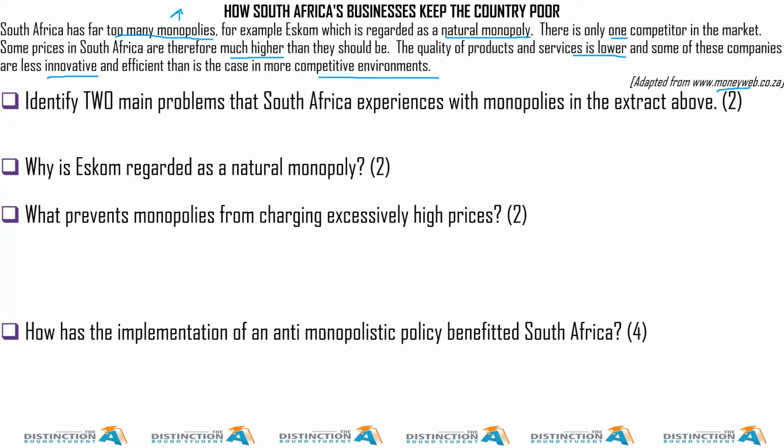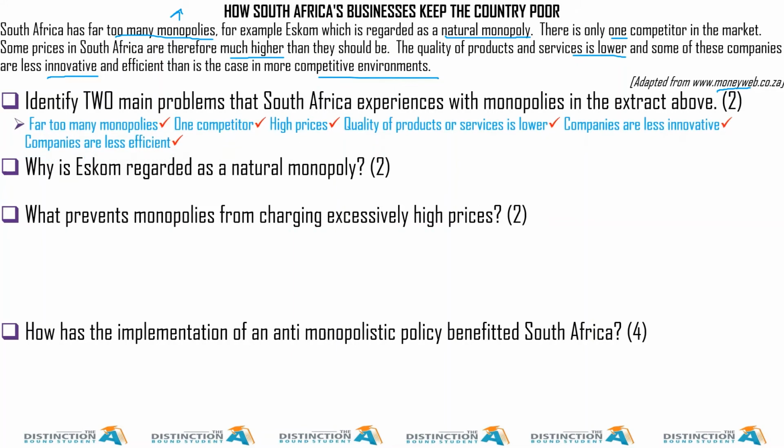Now, identify two main problems that South Africa experiences with monopolies in the extract above. Okay, we have a couple of problems, but there they are. They're straightforward. I was underlining some of them. Far too many monopolies, one competitor, high prices, you name it.